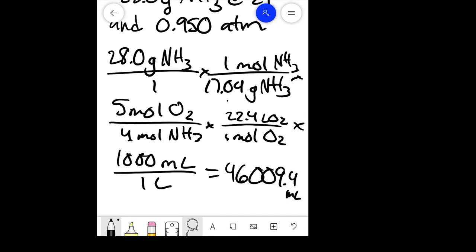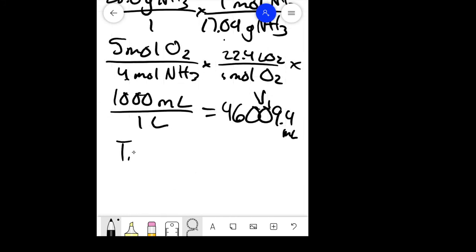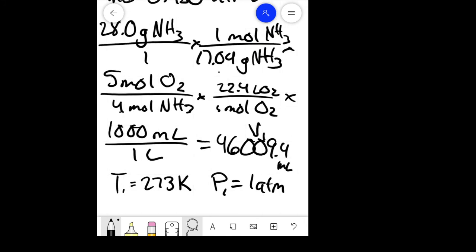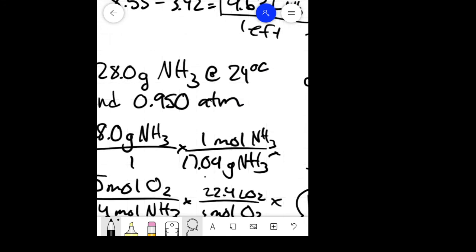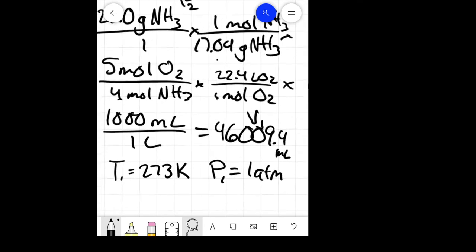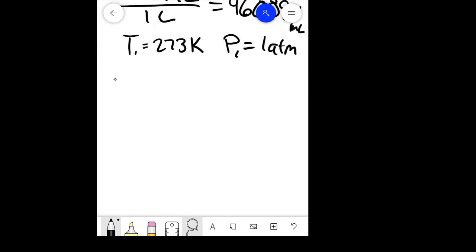46,009.4 milliliters of oxygen. Now we're going to use the combined gas law, because this is your V1, since our T1 equaled standard temperature and our P1 equaled standard pressure, because we pretended that's what it was at. And if we go back to the equation, this is now our T2, and this is now our P2. So if you do the algebra, solving the equation, you get V2 equals V1 P1 T2 over P2 T1.